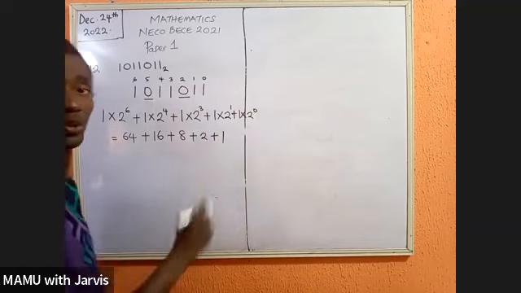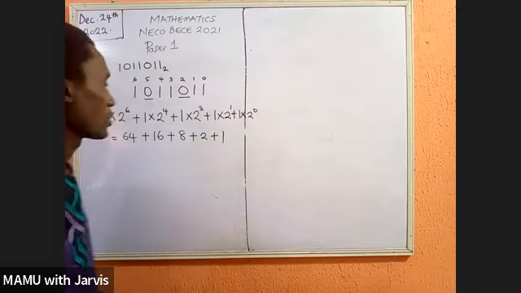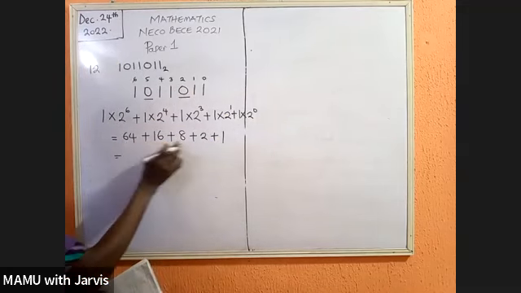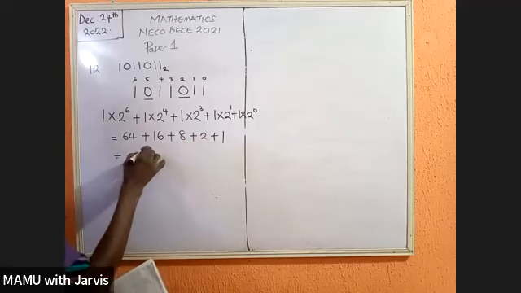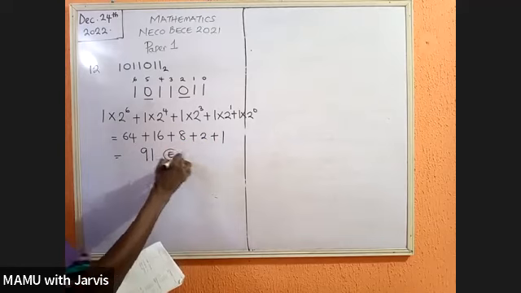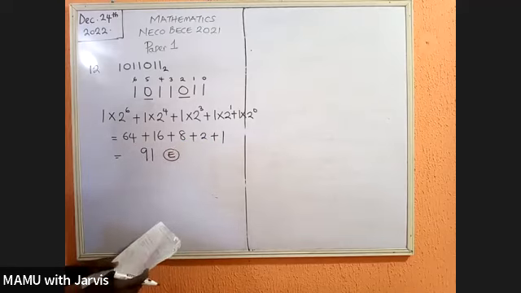Because 2 raised to the power of 0 will give me what? 1. So with that done, this 2 will give me what? 80, 90, 91. So my answer will be what? 91. And that answer will be what? E. All right, that's for question 12.